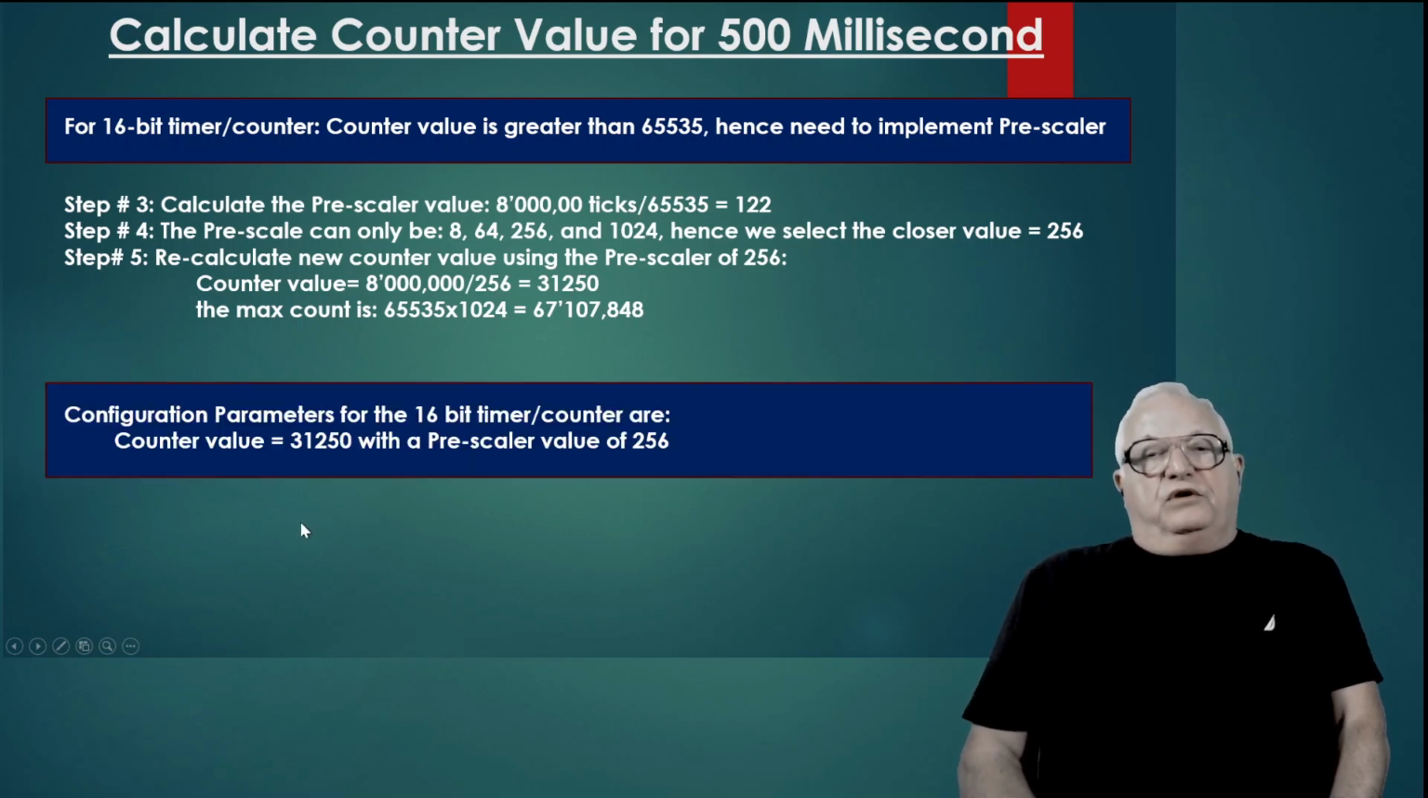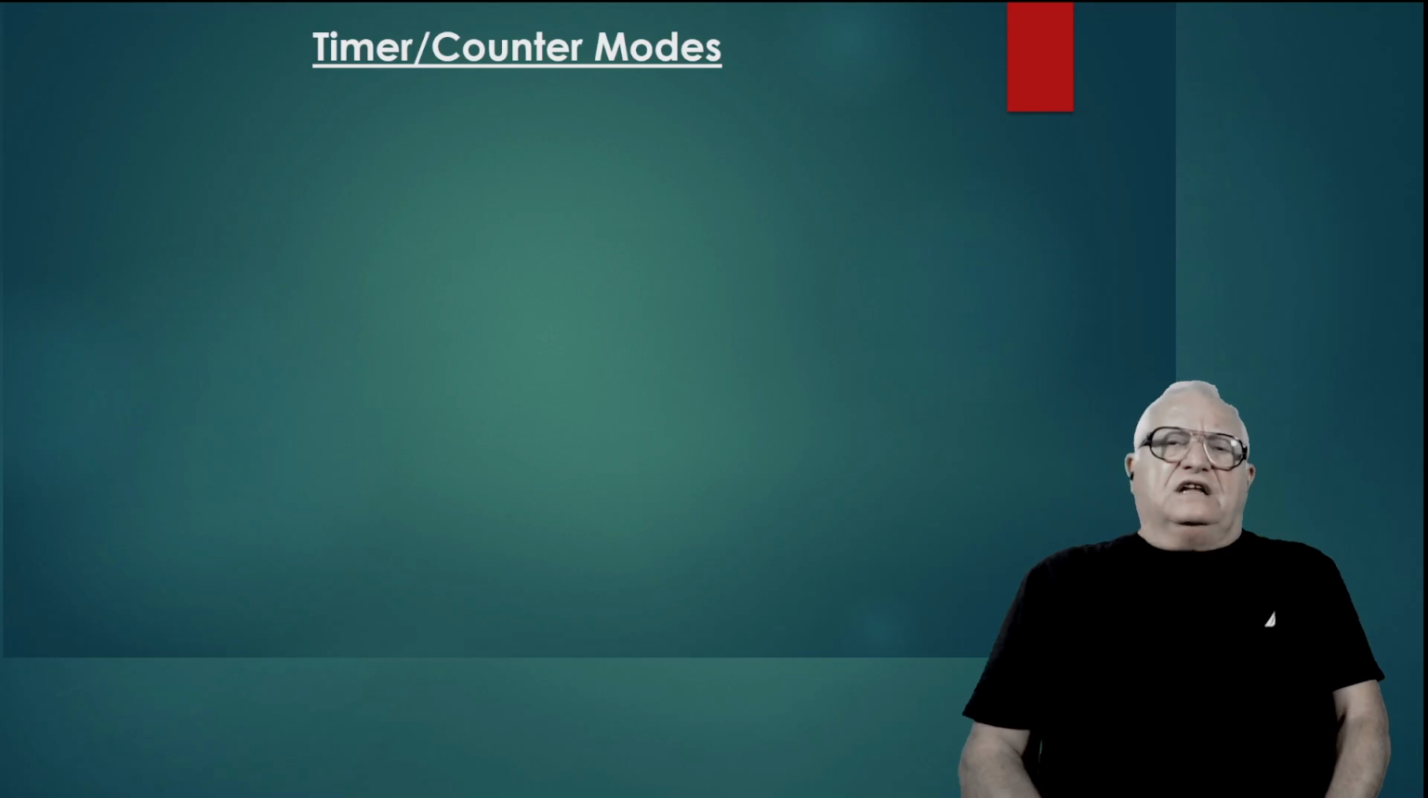So the parameters we're going to use to do a 500 millisecond delay, for example, are going to be a counter value of 31,250 with a prescaler of 256. So that's the conclusion with the example of calculating our prescaler and our counter.